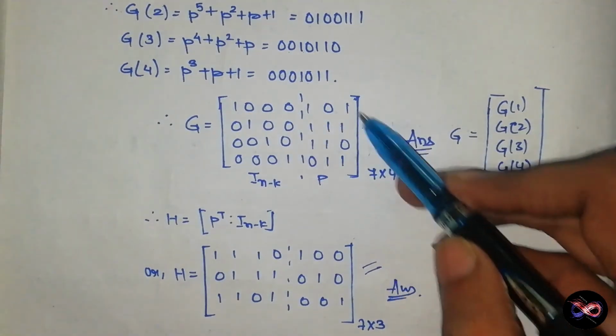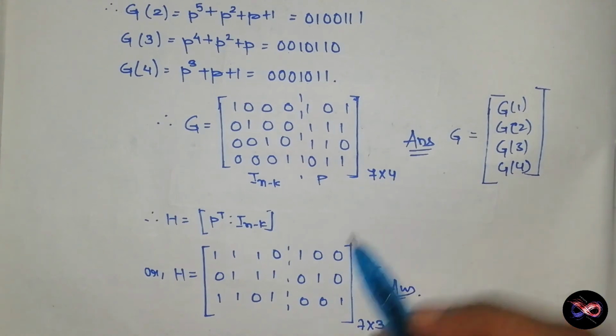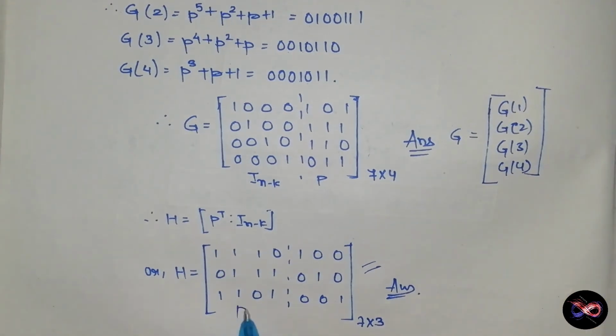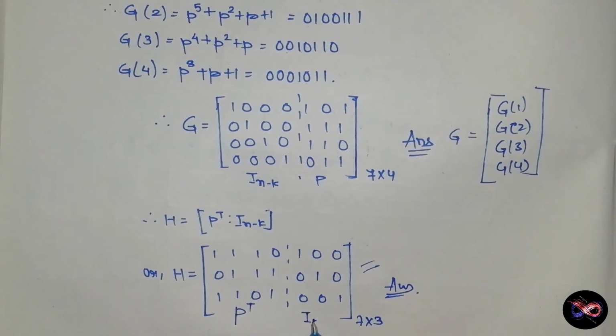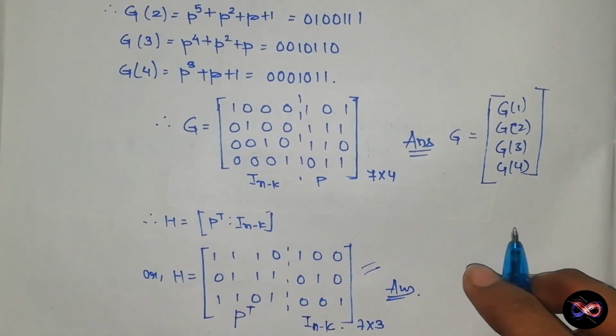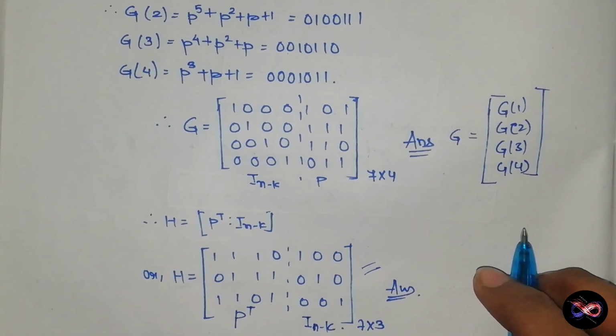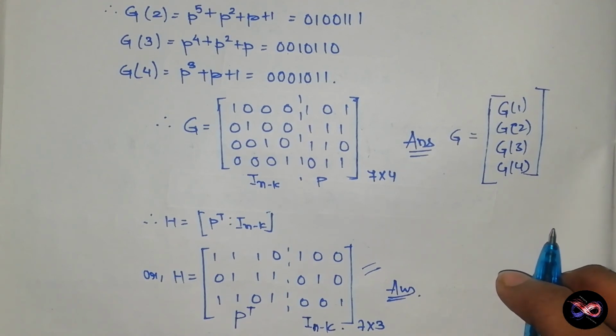We have just transposed this parity matrix and we have got this value. So this is P transpose, and this is the identity matrix I_(n-k). So we got both the important matrices for the code. I hope that you were able to understand the full concept of the generator matrix and the parity check matrix. So let's end this video here.